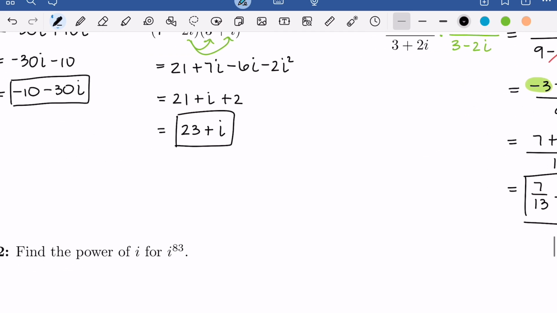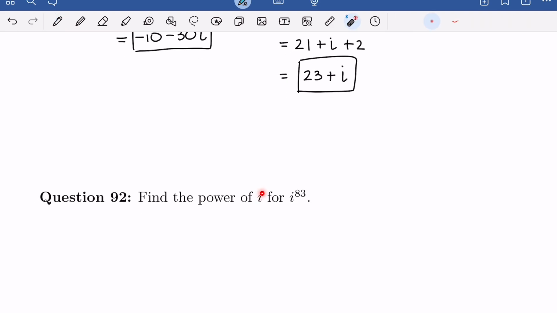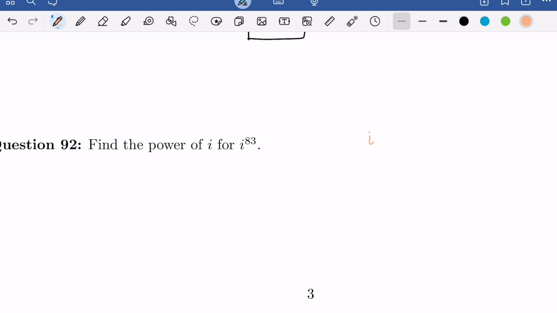Now for the last question here, we want to find the power of i for i to the 83rd power. We're going to do that by using the pattern of i, our imaginary unit. So I'll write that down here. i to the first power is just i. We know i squared is equal to negative 1. i cubed is going to be i squared times i, which is negative 1 times i, which gives us negative i. And lastly, i to the fourth can be written as negative 1 times negative 1, which is positive 1. So this is our pattern here.